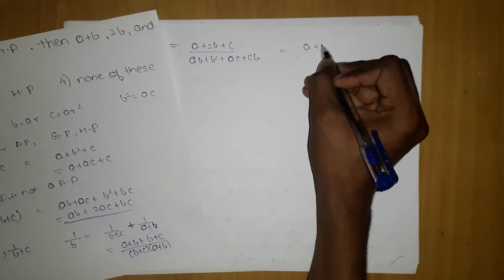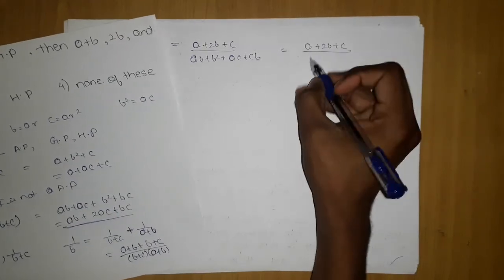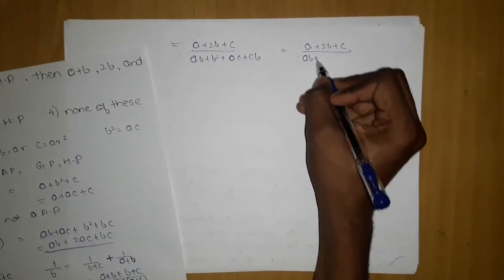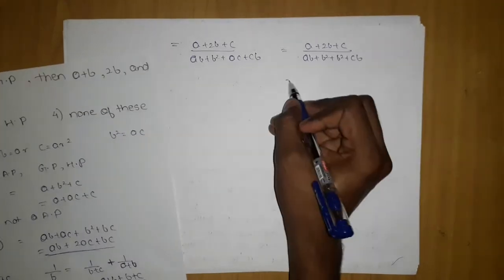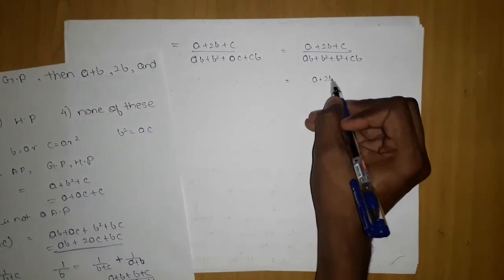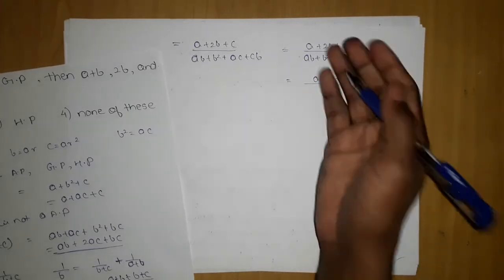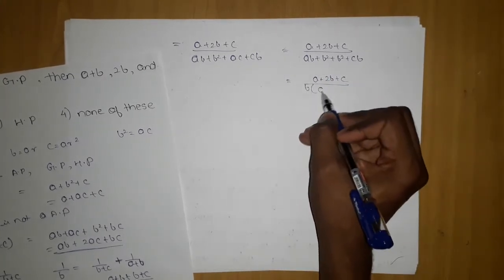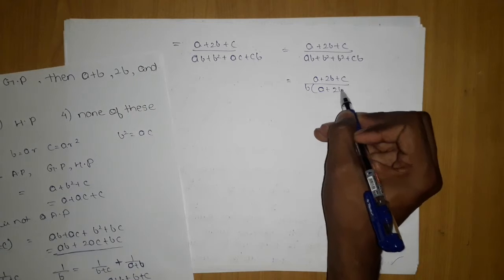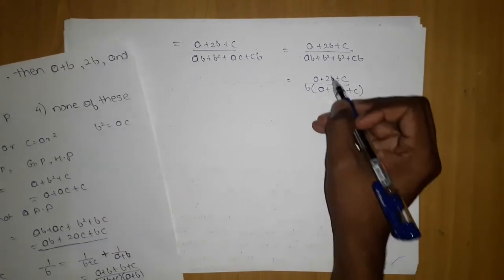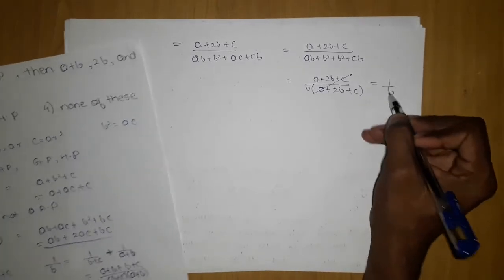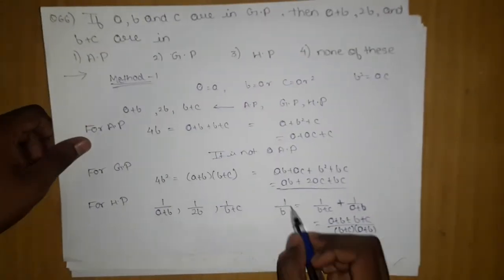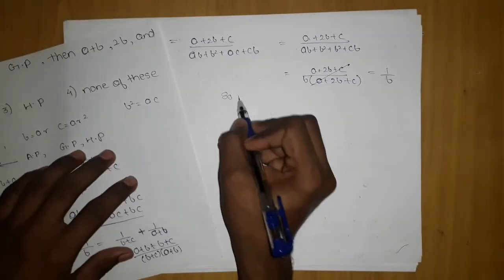So A plus 2B plus C upon AB plus B square plus CB. It is very obvious B will be taken common. So A plus 2B plus C upon B times A plus 2B plus C. Now you can see these two terms are becoming same, so they will cancel out and give me 1 upon B. But if you remember, 1 upon B was the condition for HP. So it is in HP.